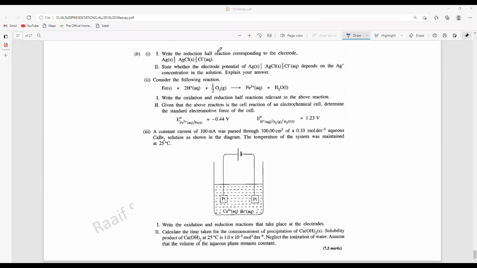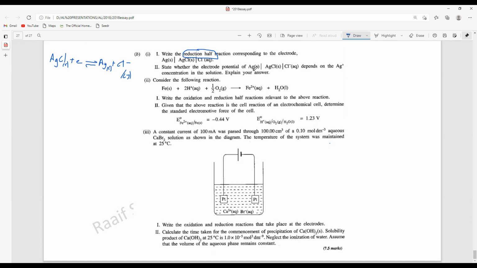Right, so write the reduction half reaction corresponding to the electrode which is given here. So Ag solid, AgCl solid, Cl minus. They are asking about the reduction half reaction. So reduction basically happens from Ag plus giving you Ag, that is the reduction. But here we don't see Ag plus, so this should be AgCl solid. Please show the physical state. AgCl solid plus electron gives you Ag solid plus Cl minus aq, right? So don't forget to mention the physical state.